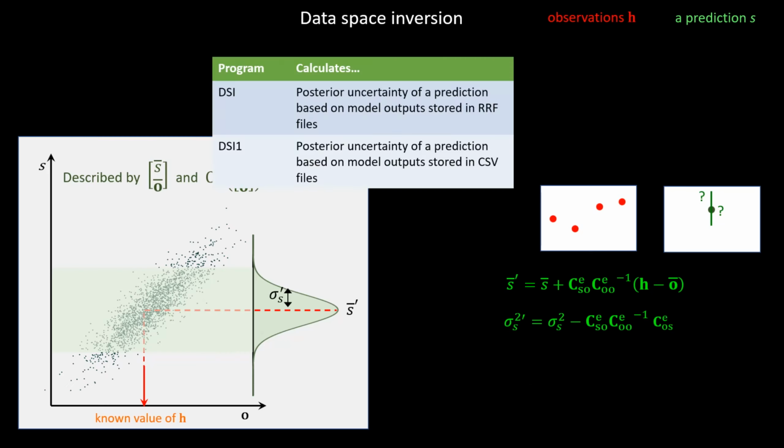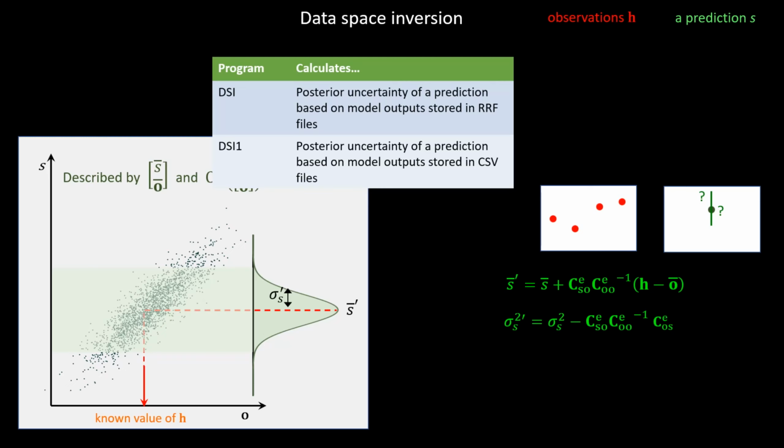If you're using the PEST suite, this is all easily done using programs DSI and DSI1. If you're using PEST++ and PyEMU, there's other functionality available to do the same thing. So, this works well. The numerical burden is only those 300 model runs that I did at the beginning. The rest is numerically trivial. So, it works well. But it doesn't work well all the time.